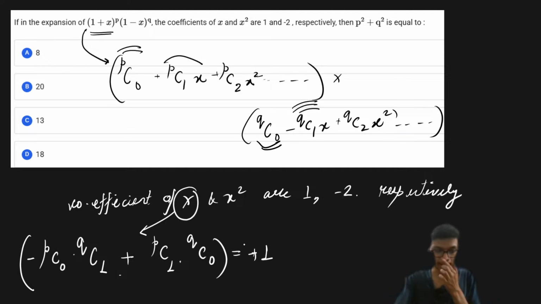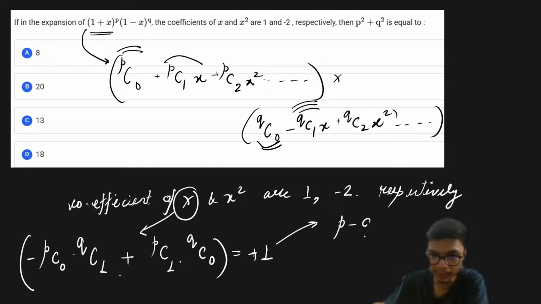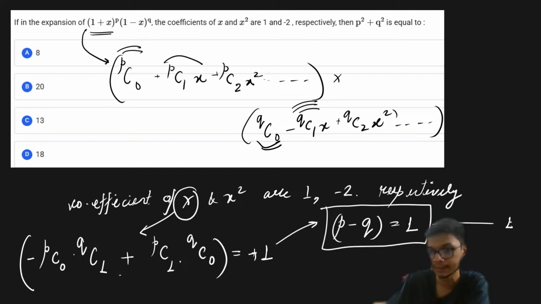Okay. So from here, I will have one equation, that is, P minus Q is equal to 1. That is my first equation. I hope this is clear.